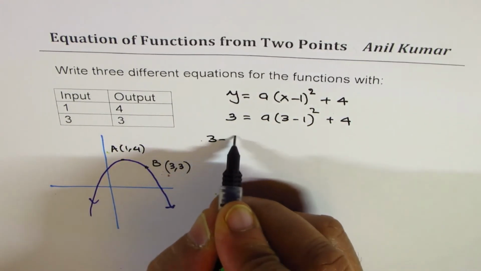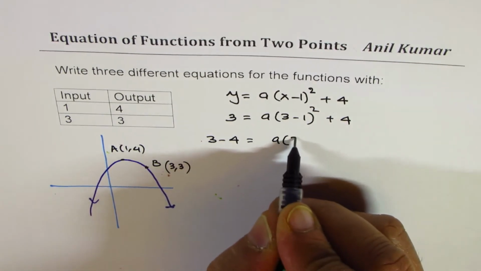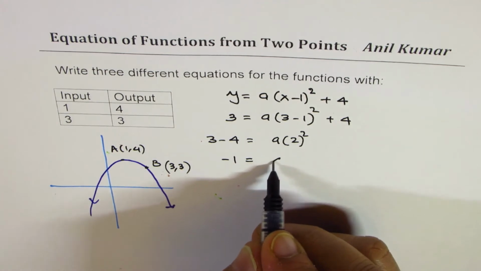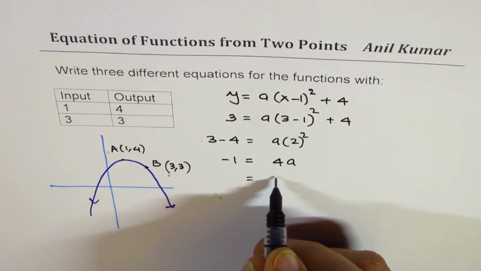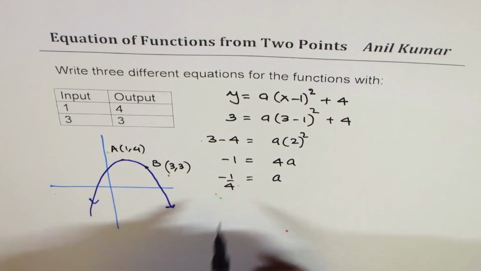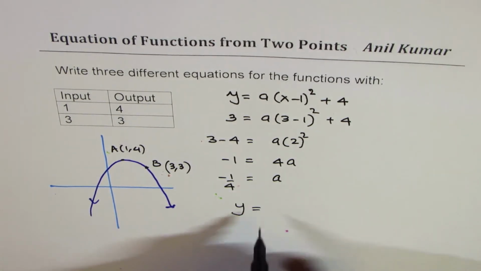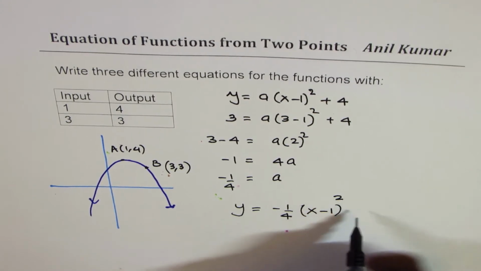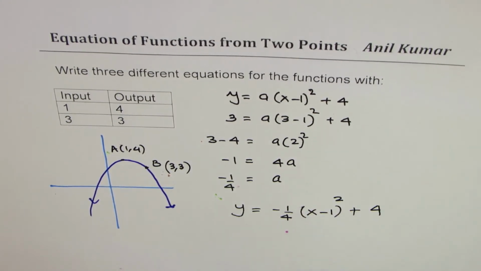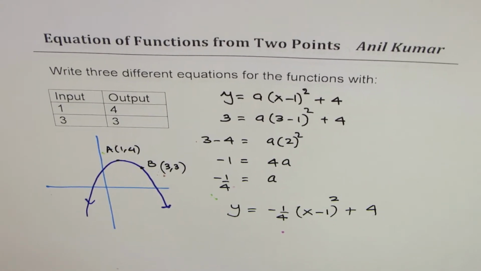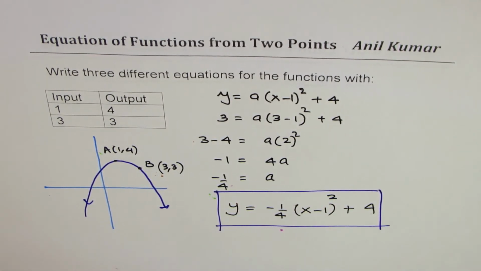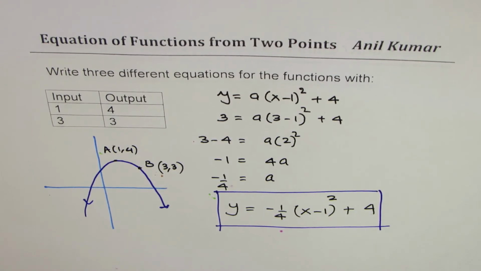So it is 3 minus 4 equals a times 2 square. Now 3 minus 4 is minus 1, and this is 4a. So that gives us the value of a as minus 1 over 4, and therefore the equation is y equals minus 1 over 4 times x minus 1 whole square plus 4. I hope that makes sense, right? So we got the second equation just by assuming that the graph is a parabola which opens downwards.